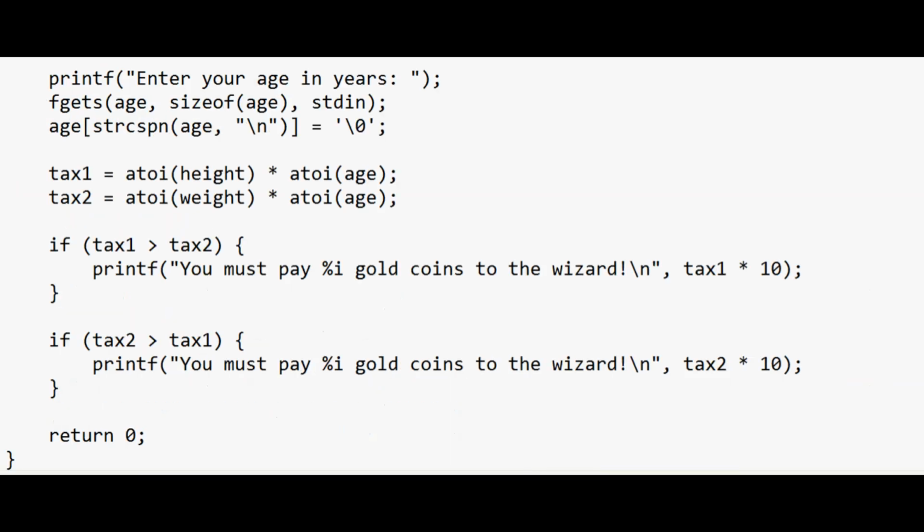Moving on to conversion and calculation. atoi converts a string to an integer. tax1 is the product of height and age. tax2 is the product of weight and age. The output is conditional on which tax has a larger value.